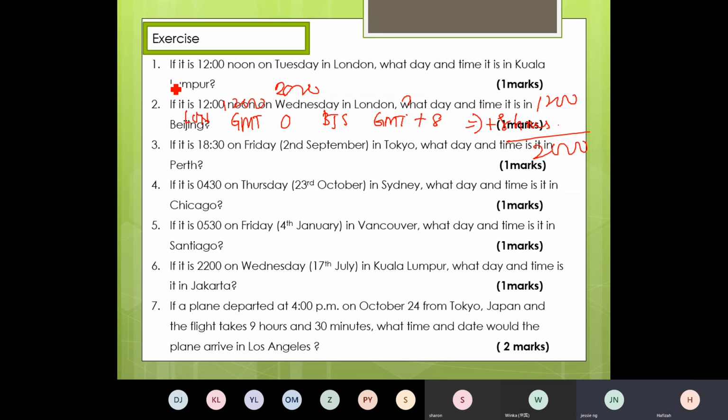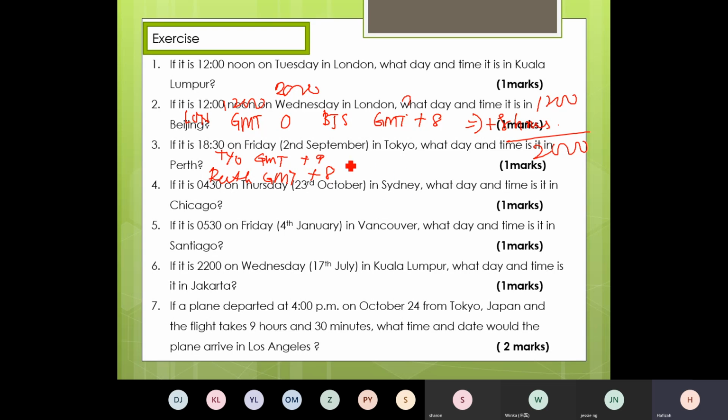Because now we use London as the GMT, because London is 0, so it is just the time plus the difference only. But if you look at the third one: if it is 18:30 on Friday, 2nd September in Tokyo, what day and time is it in Perth? Tokyo is GMT plus 9. Perth is GMT plus 8, if I'm not mistaken. Correct.